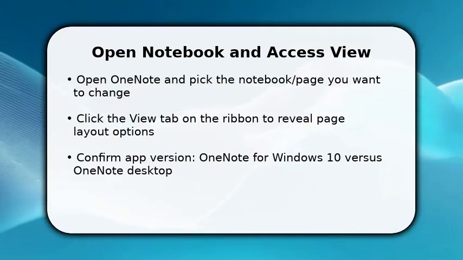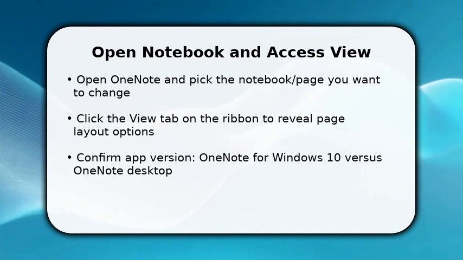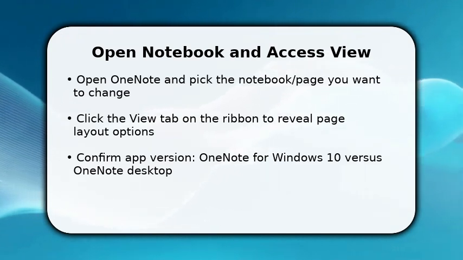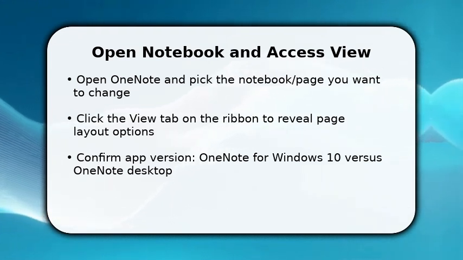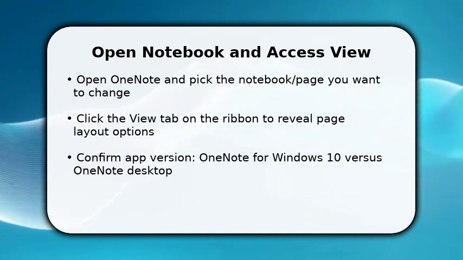You've opened OneNote and selected the page to update. Now move straight to the View tab so you can control page appearance. You need to know which app you're using because options differ between OneNote for Windows 10 and the desktop version. Once done, locate page color and rule lines in View.